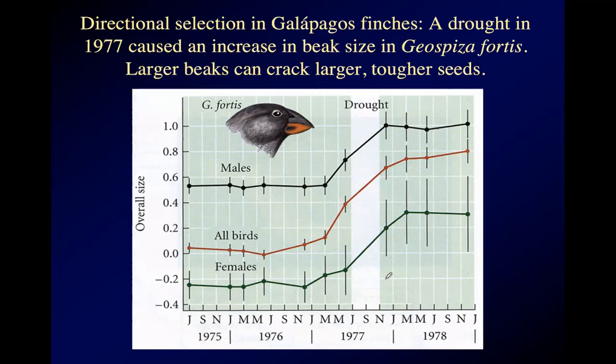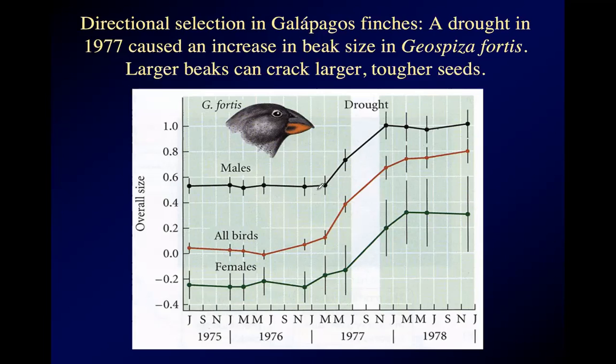Well, these are seed-eating birds. The plants that make small seeds tended to produce a lot fewer seeds. There was much less food. Birds with bigger beaks could crack tougher seeds that were likelier to survive the drought. So there was death. Birds died because they couldn't get enough food when this drought hit the Galapagos. And what that caused was a measurable change in beak size.